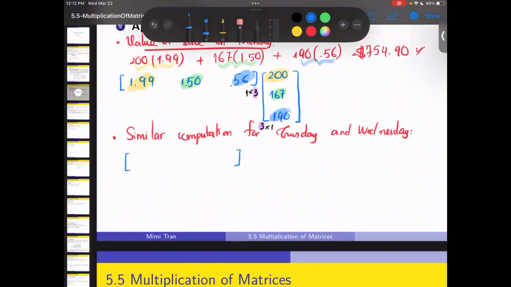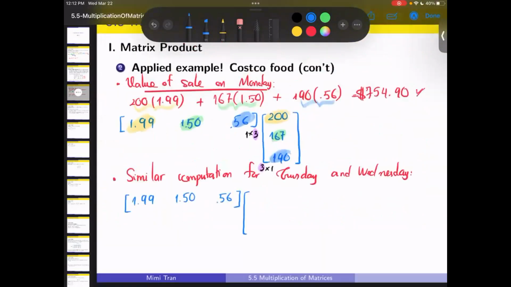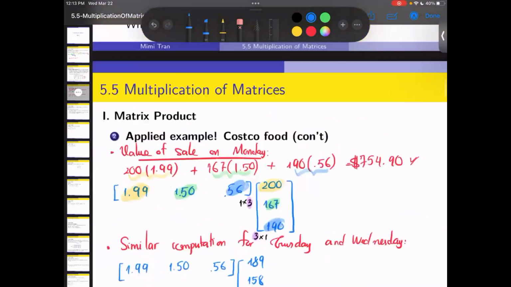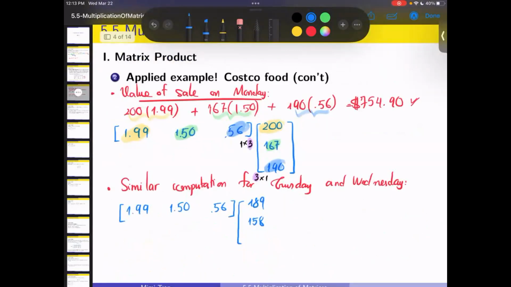The price of each of those stays the same, right? $1.99 for pizza slice, $1.50 for hot dog, 56 cents for pop. Just the number of products is different: 189, 158, 150. And then you get some number. I don't know what it is, I didn't calculate it out.